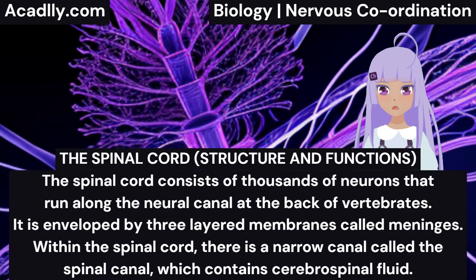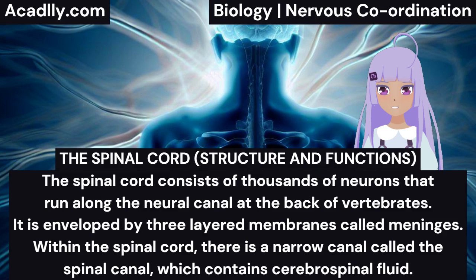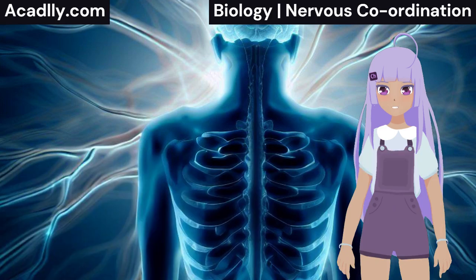The spinal cord, structure and functions. The spinal cord consists of thousands of neurons that run along the neural canal at the back of vertebrates. It is enveloped by three layered membranes called meninges. Within the spinal cord, there is a narrow canal called the spinal canal, which contains cerebrospinal fluid. A transverse section of the spinal cord reveals a grayish region known as the gray matter, surrounded by a lighter region called the white matter.